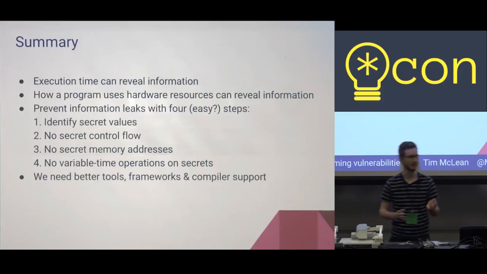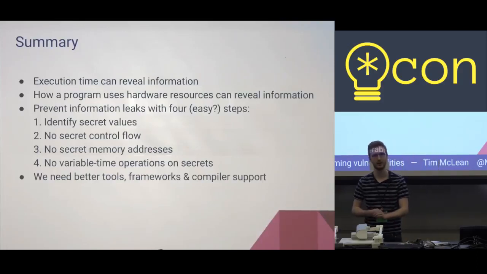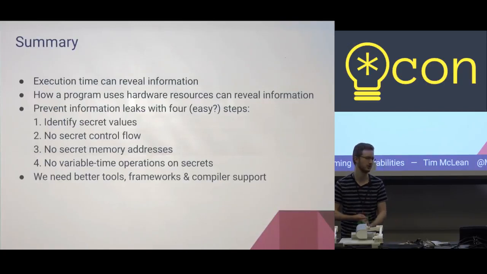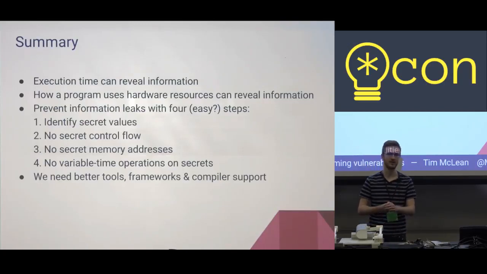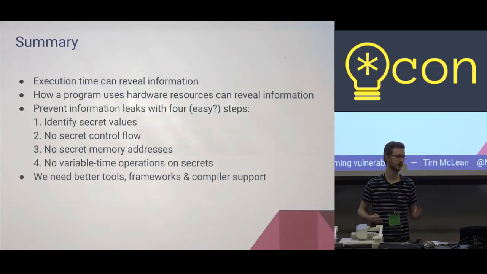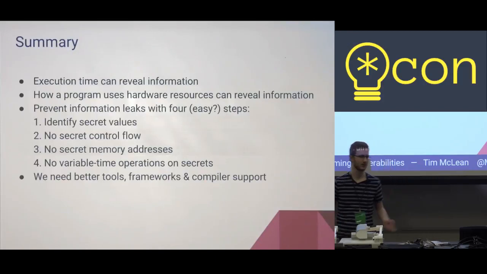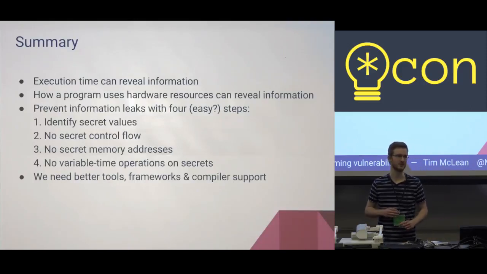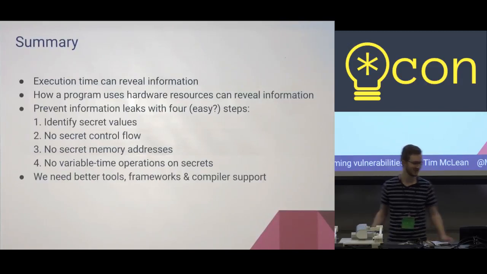So to summarize, I want to get across mainly 4 key points here. The first 2 are that you need to think about the execution time of your code and also your hardware resource usage, because those 2 things can reveal a lot of information that you did not think you were going to reveal. You can prevent these sorts of information leaks using these 4 steps. They're fairly straightforward. First of all, identify the secret values, and then apply these 3 rules. And last of all, I think there's a lot more research that needs to go into this problem, ideally with teaching compilers to understand these issues, so that they won't add vulnerabilities back into our code, because that's a pain.